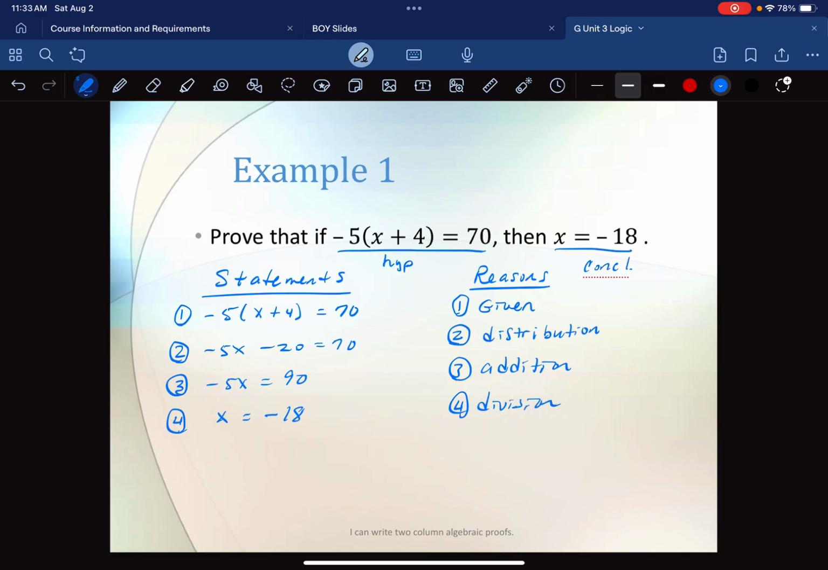Or used division. Now, what you need to understand is the very last statement is going to be your conclusion. You've got to somehow conclude what they asked you to conclude. Right there, x is negative 18. This one is always your hypothesis, the very first statement. And then the given is always your very first reason. So for every proof, you ought to be able to fill in at least 3 of these spots. But I think for equation solving, you guys can solve an equation.